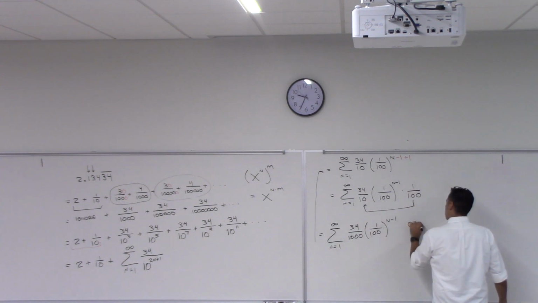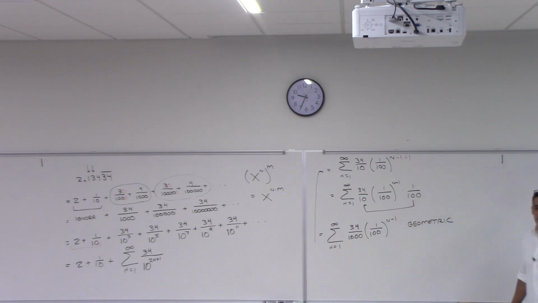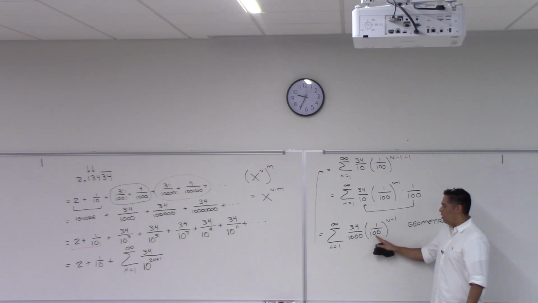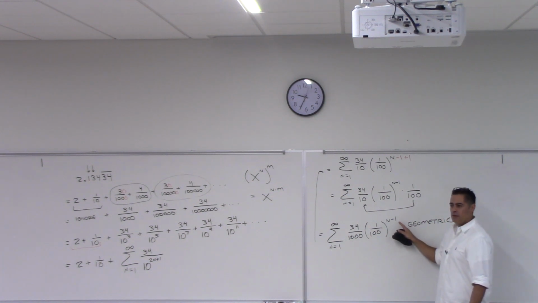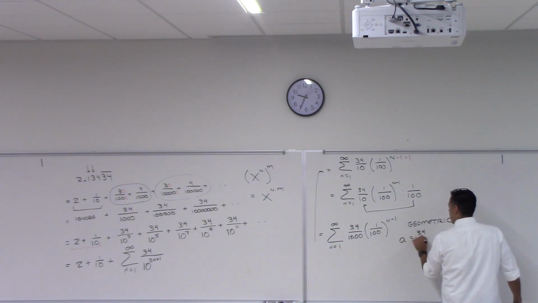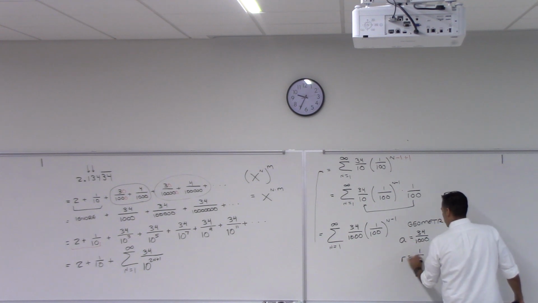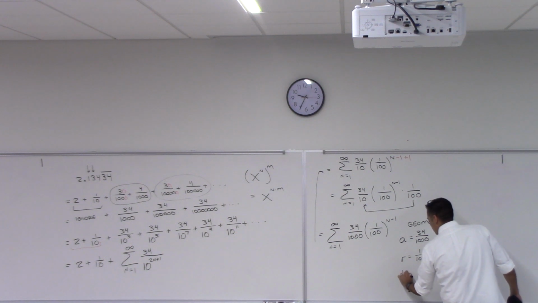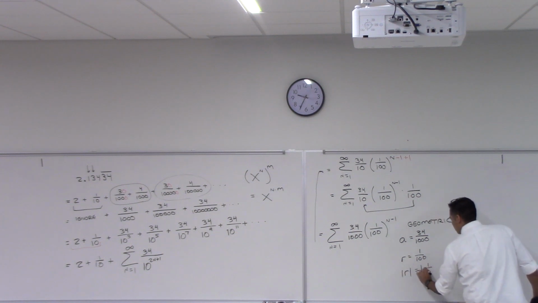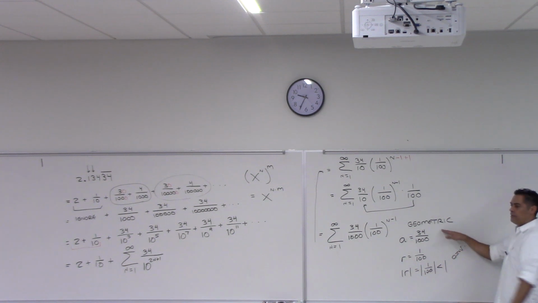And we are finally geometric, right? We're finally a geometric series. We have A, R to the n minus 1. So A for us is 34 over 1,000, and then R for us is 1 over 100. And I hope it's obvious that the absolute value of that is less than 1, which means it converges, right? That is a convergent geometric series.